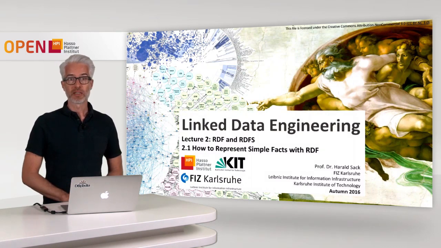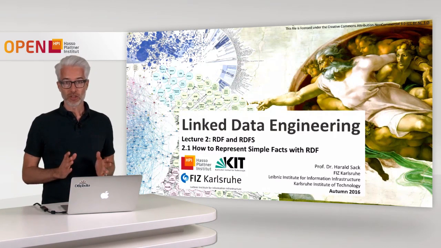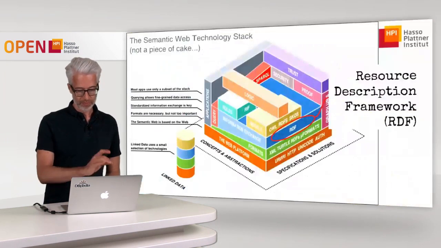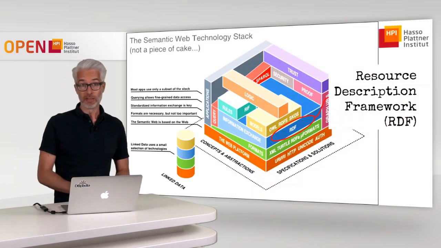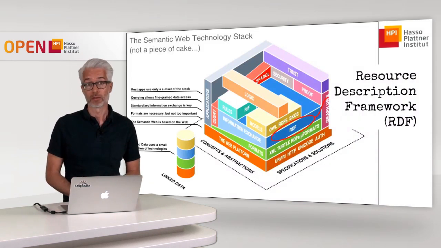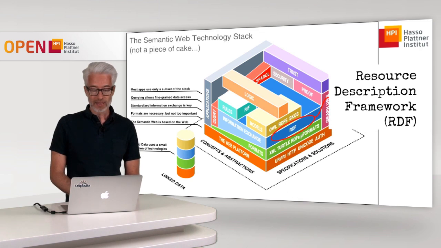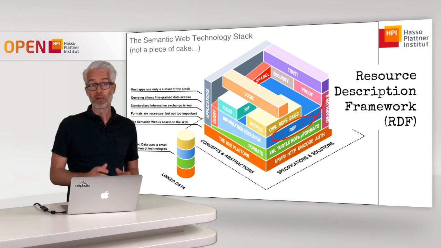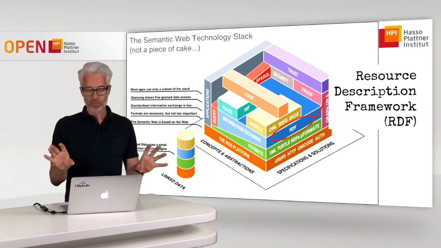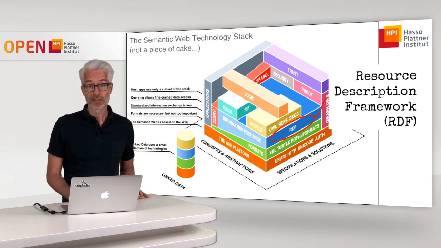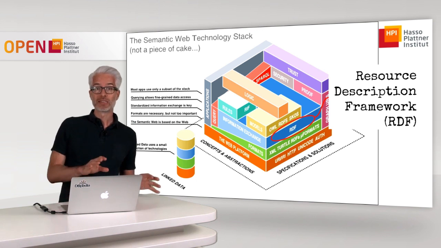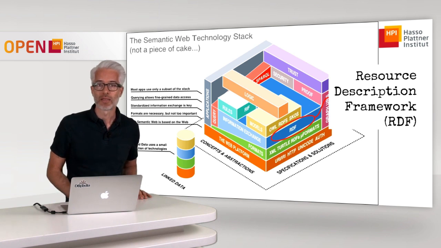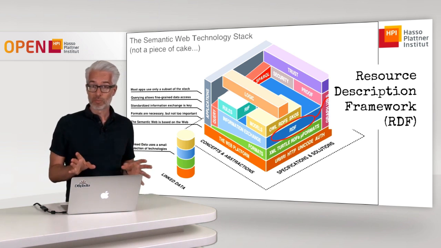In this part of the lecture, we will talk about the representation of simple facts with the help of the Resource Description Framework, RDF. As you see here in the semantic web layer cake, or semantic web technology stack, RDF is embedded in two other blocks. Here it's the blue block, and below the RDF block, which represents the information exchange in the semantic web, you have several serialization formats, like for example RDFa or Turtle or XML, which we talk about later.